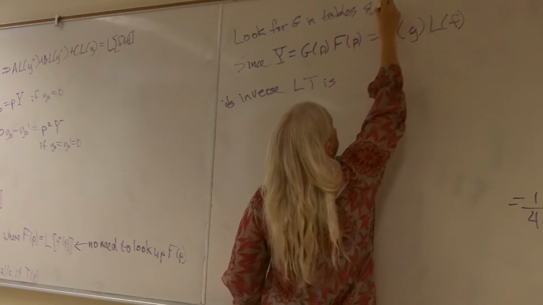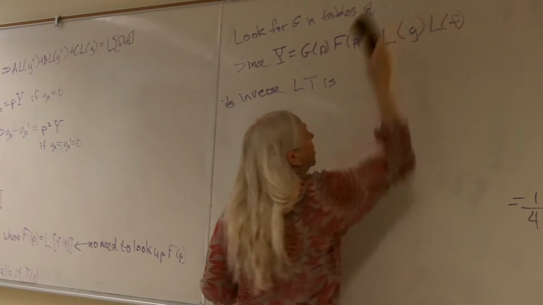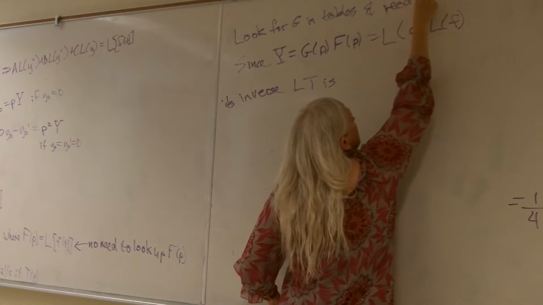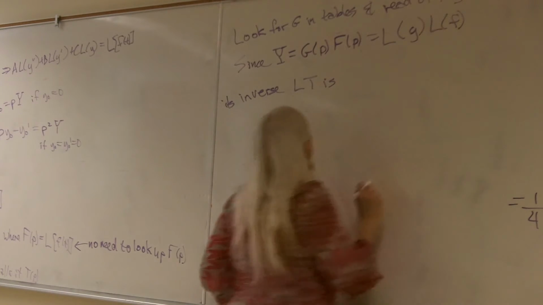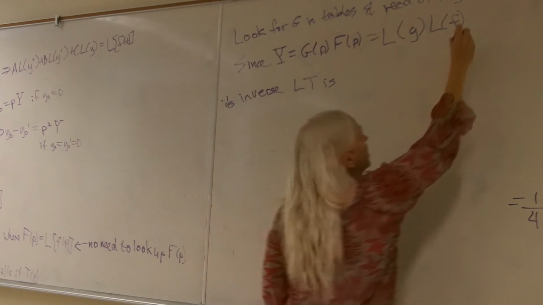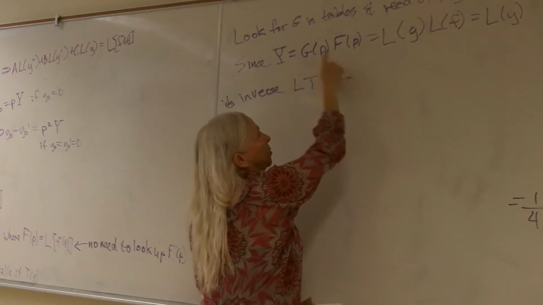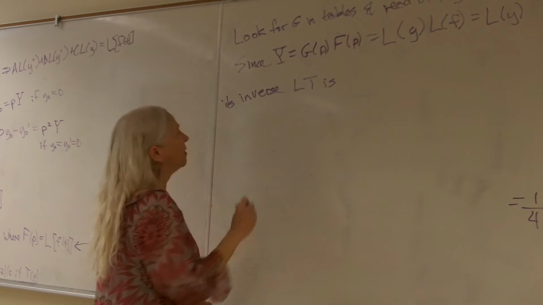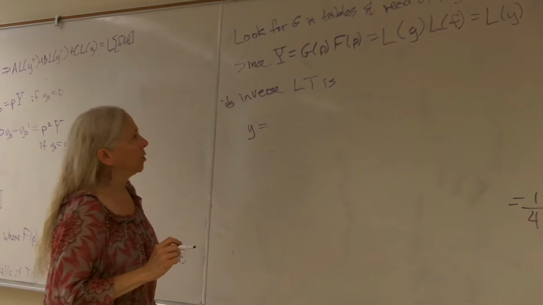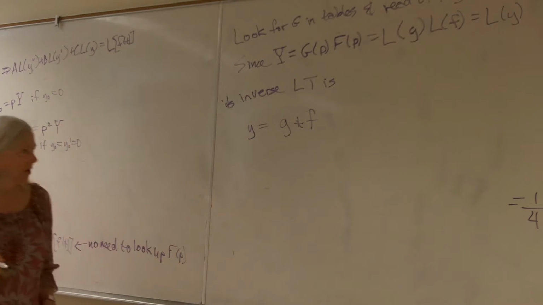Look for your capital G in the tables of Laplace transforms and read off from those tables what the function little g, its inverse Laplace transform, is. Okay? Then, since capital Y, which is the Laplace transform of little y, is equal to the Laplace transform of little g times little f, the convolution theorem tells us that little y will be equal to the convolution of g and f. Okay?